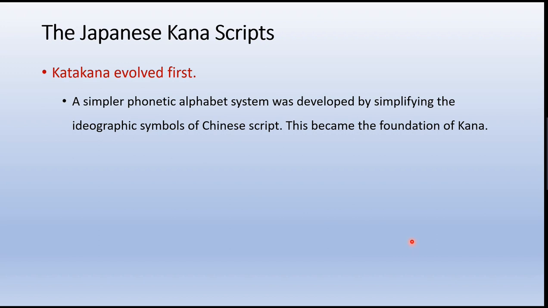So let's have a quick recap of the Kana scripts. There are two Kana scripts, Hiragana and Katakana. In those lessons, we had discussed how these scripts evolved, so I won't repeat those things again. Just to remind you, Katakana evolved first and then Hiragana came into being. Katakana evolved from the Chinese script. A simpler phonetic alphabet system was developed by simplifying the ideographic symbols of the Chinese script, and that became the foundation of the Kana style of writing.